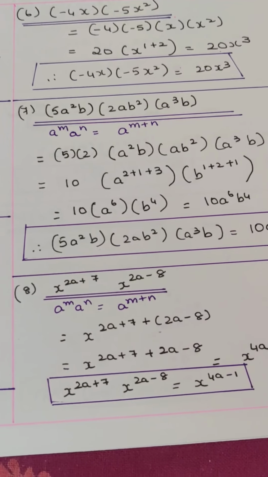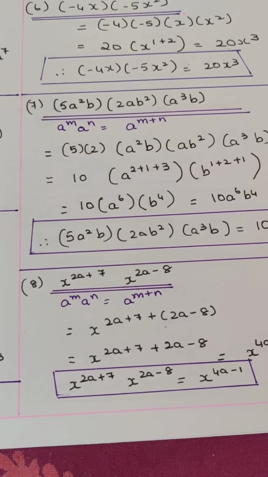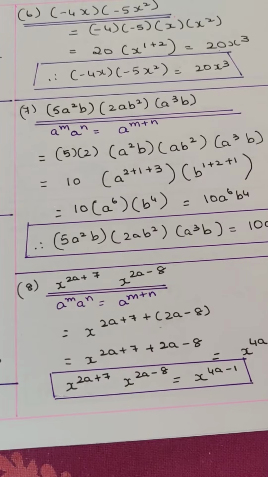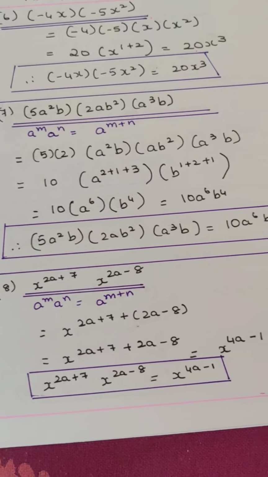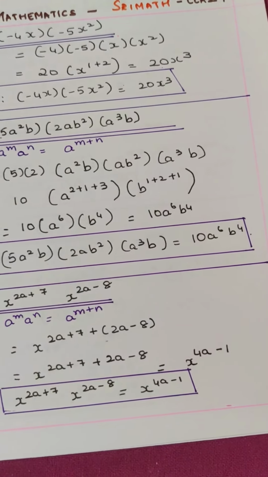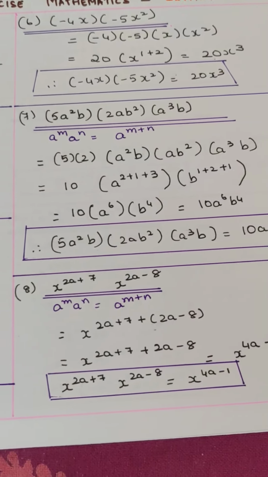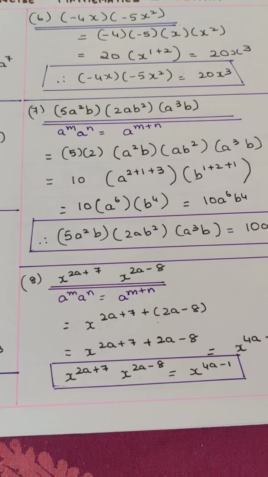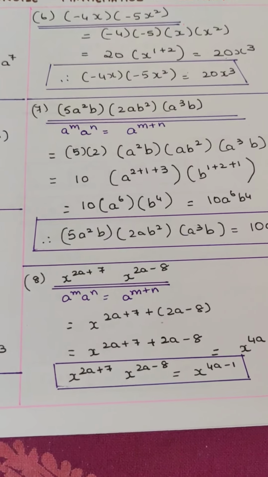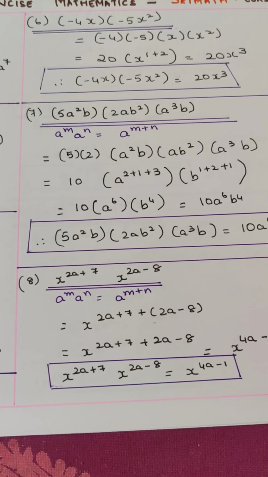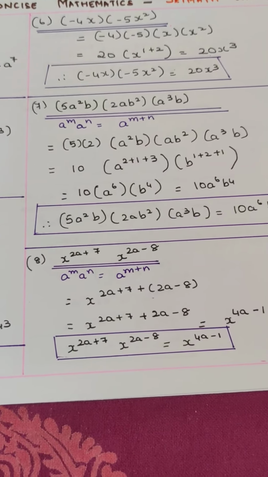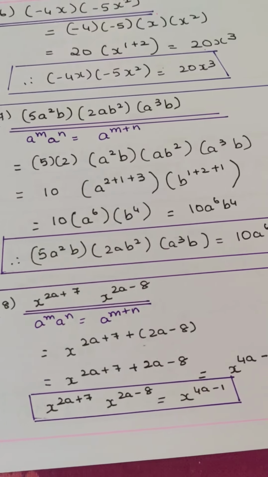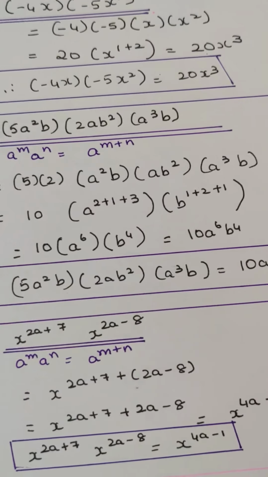So when you simplify, you get x to the power of 2a plus 7 plus 2a minus 8. So 2a and 2a gives you 4a. 7 minus 8 gives you minus 1. Therefore, the answer is x to the power of 4a minus 1. And the answer is, therefore, x to the power of 2a plus 7 into x to the power of 2a minus 8 gives you x to the power of 4a minus 1. Isn't it simple? Yes, pretty simple. Just pausing for a few seconds for you to understand what I have done.